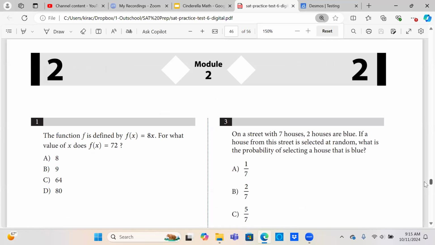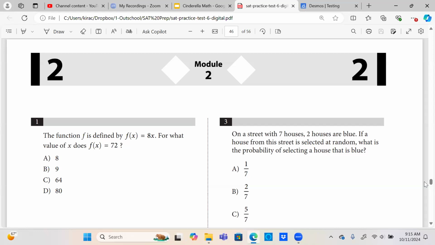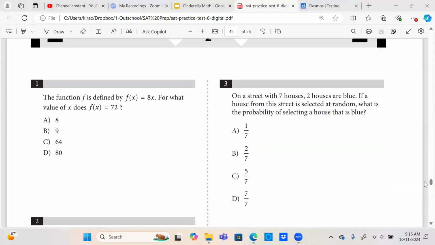We have number 1, the function defined as f of x equals 8x. For what value of x does f of x equal 72? So all we need to do is say that 72 is the function value, and we're solving for x, which gives us 9. Probably a lot of you just do that in your head. That's fine.